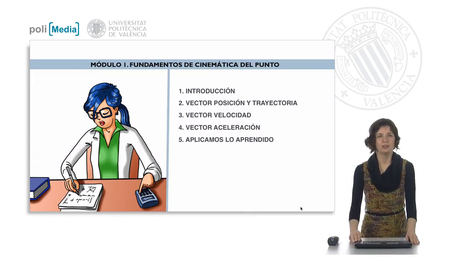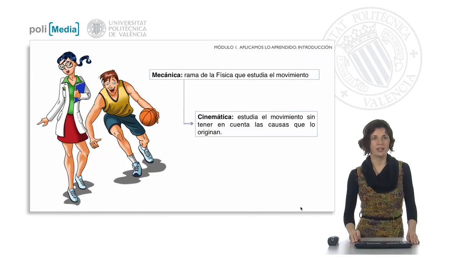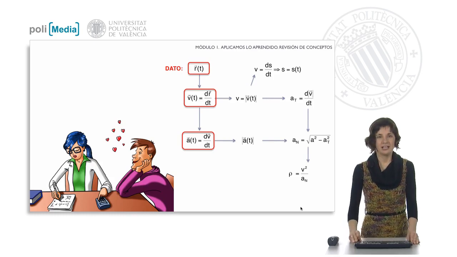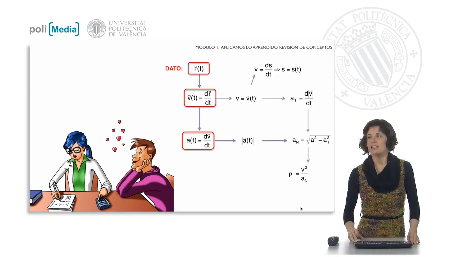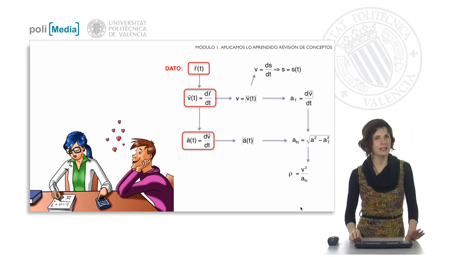Hello everyone. In today's class, we are going to apply everything we have learned in this first module of fundamentals of point kinematics. Remember that kinematics studies the motion of objects without taking into account the cause that produces it. In motion, these three vectors, the position vector, the velocity vector, and the acceleration vector, completely define the motion from the kinematic perspective. With these three vectors, we can calculate other physical quantities.